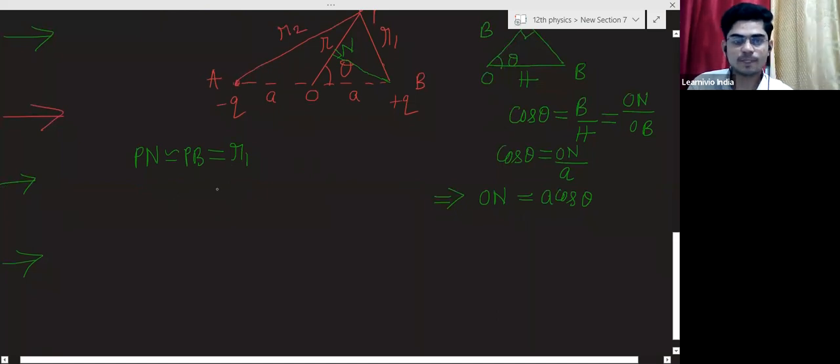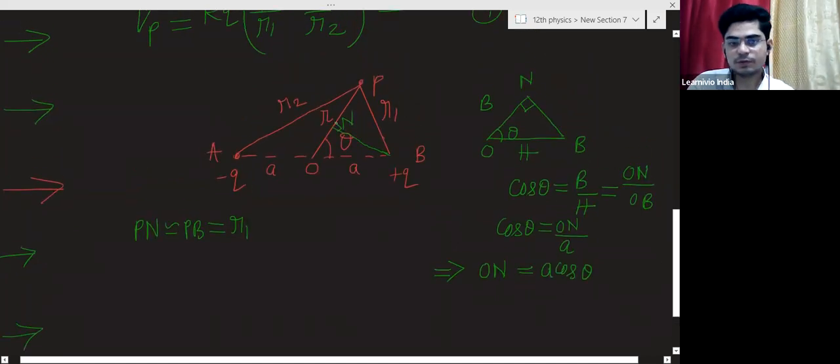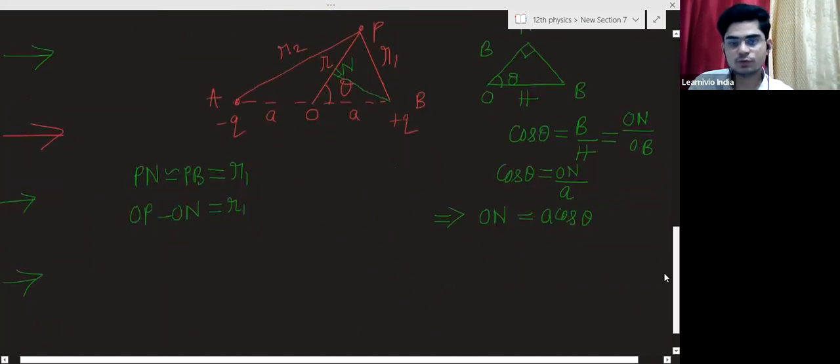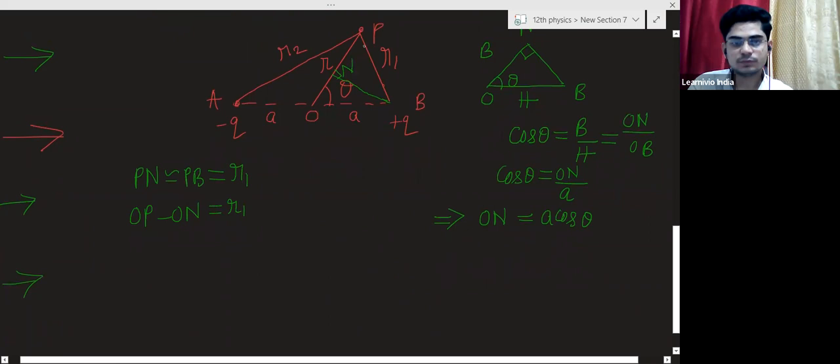So PN can be written as OP minus ON, and it will be equal to R1. OP is R, and ON is A cos theta. This is the value of R1, R minus A cos theta.